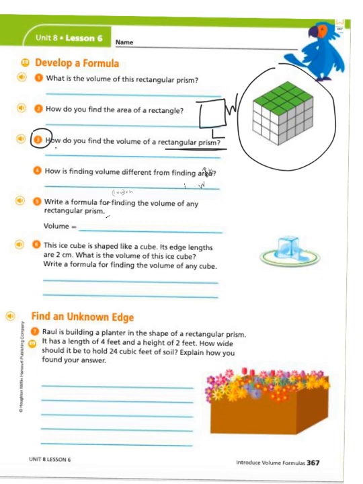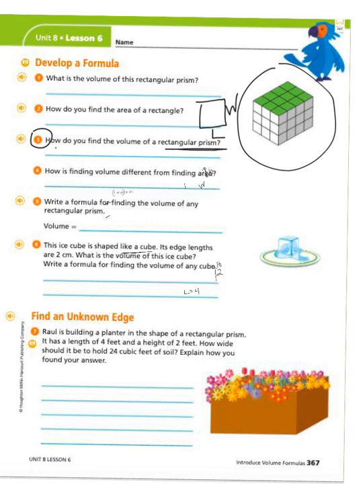Find an unknown edge. So now we're switching to there's something missing and we have to figure it out. Raul is building a planter in the shape of a rectangular prism. Look at the picture there. It has a length of 4 feet and a height of 2 feet. So we have a length of 4 and we have a height, this part going up, of 2 feet. I should probably put an H in there for you for height. Okay. How wide should it be to hold 24 cubic feet of soil?